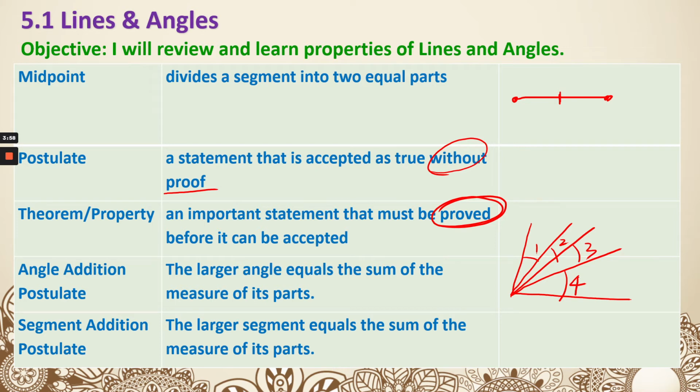So say we have this segment 1, segment 2, segment 3, segment 4. They all add together to equal the longer one. So these are postulates, which means we don't need to prove them, we can just use them. Now let's have a look at some examples. Number 1, these two angles share one point and they are facing each other, so they are vertical angles.